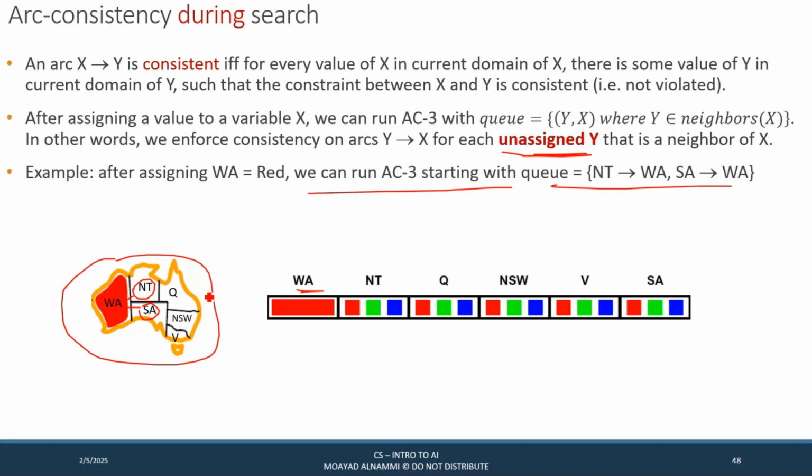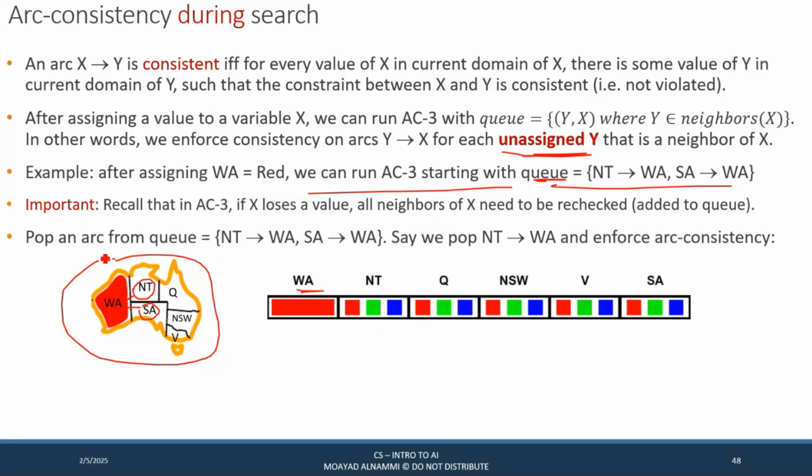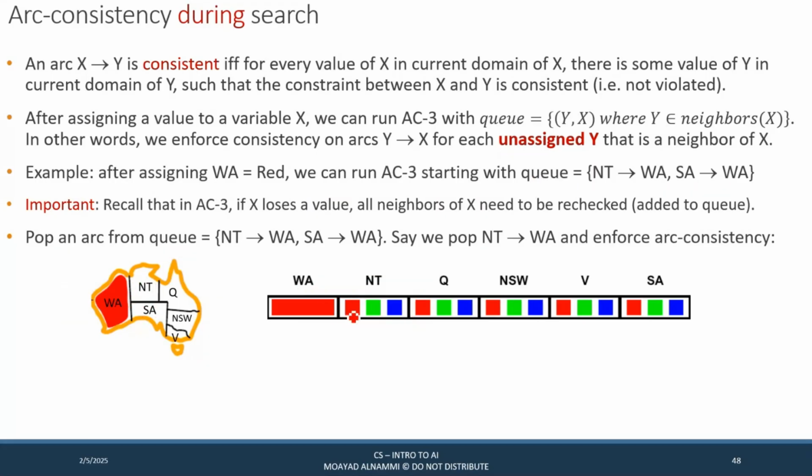So here I'm going to run AC3. When we run AC3, we need to pop an arc. This is my current queue. Let's say we pop NT goes to WA. When I check NT goes to WA, I need to check every single value against whether there is some value that WA can take that makes it consistent. So if I assign NT red, there is no value in the domain of WA that makes it consistent, so I have to remove red from the domain. What about green? For green, there is. What about blue? There is.